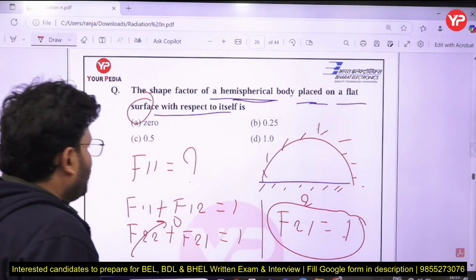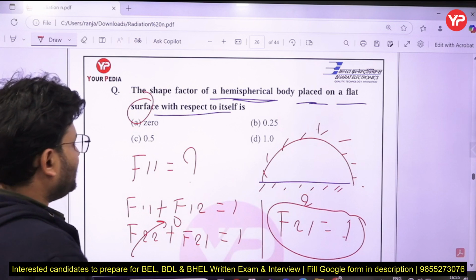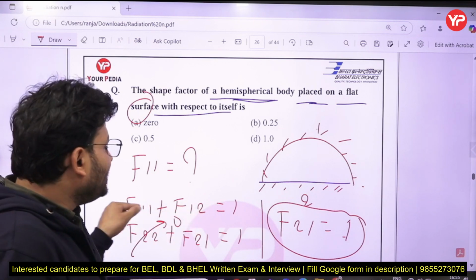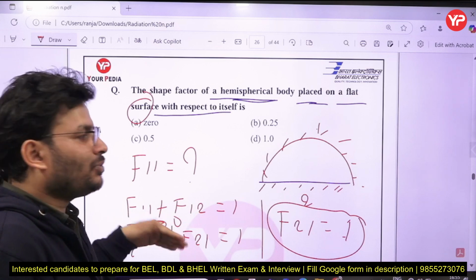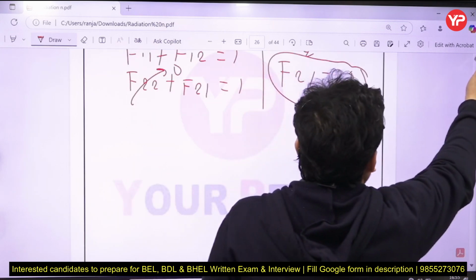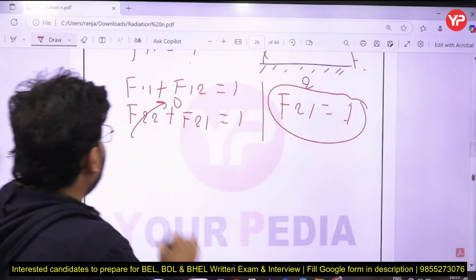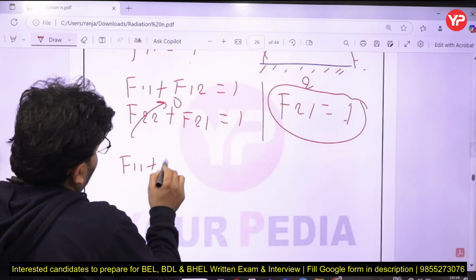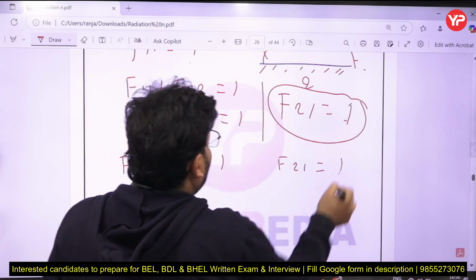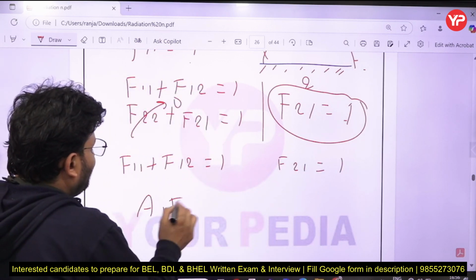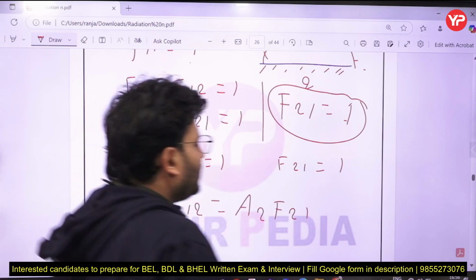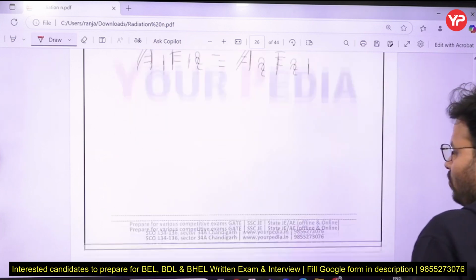One more thing, my dear friends: if I know F12, easily I can calculate F11, and in the question I have to calculate F11. So how can we move from there? We can say F11 plus F12 is equal to 1, and I know F21 is equal to 1. Now use the reciprocity rule: A1 F12 is equal to A2 F21. Can you use that one? Yes sir.